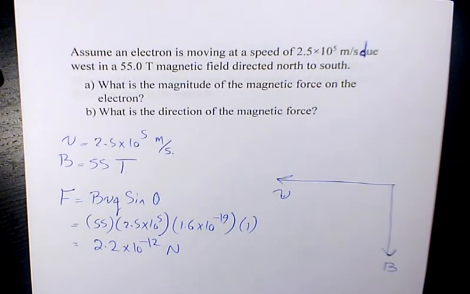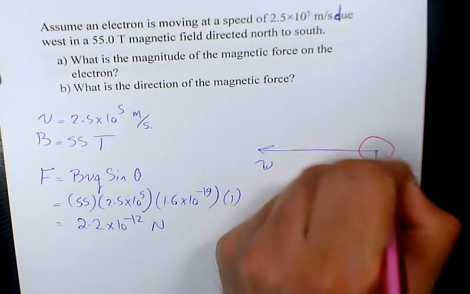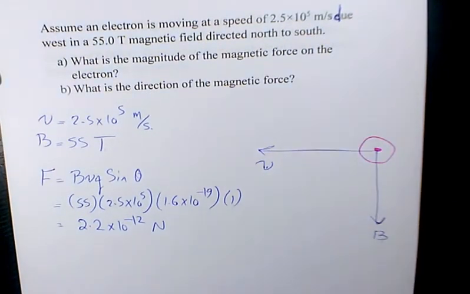The direction, again, we use the right hand rule. Thumb is going left, 4 fingers going down for magnetic field, and palm of the right hand is going to come out of the page. So the force is going to come out of the page. So that's the direction of magnetic force.